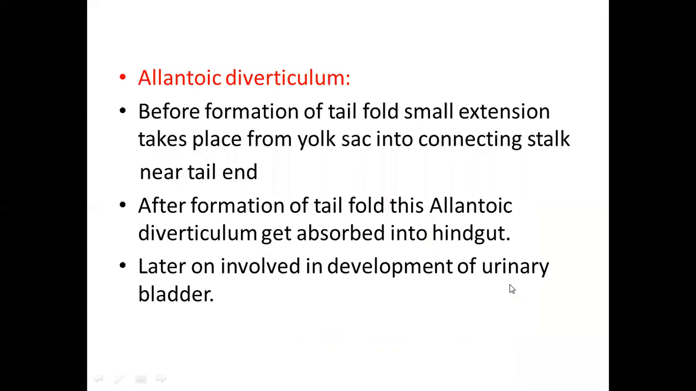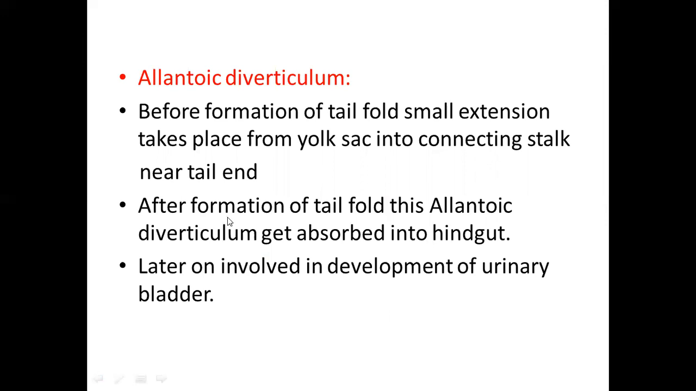Coming to the allantoic diverticulum. Before formation of the tail fold, a small expansion takes place on the yolk sac into the connecting stalk near the tail end. This is called the allantoic diverticulum. Diverticulum means an out-pouch-like structure. After formation of the tail fold, this allantoic diverticulum gets absorbed into the hindgut. Later on, it is involved in the formation of the urinary bladder, so it is involved in the future development of the urinary bladder.